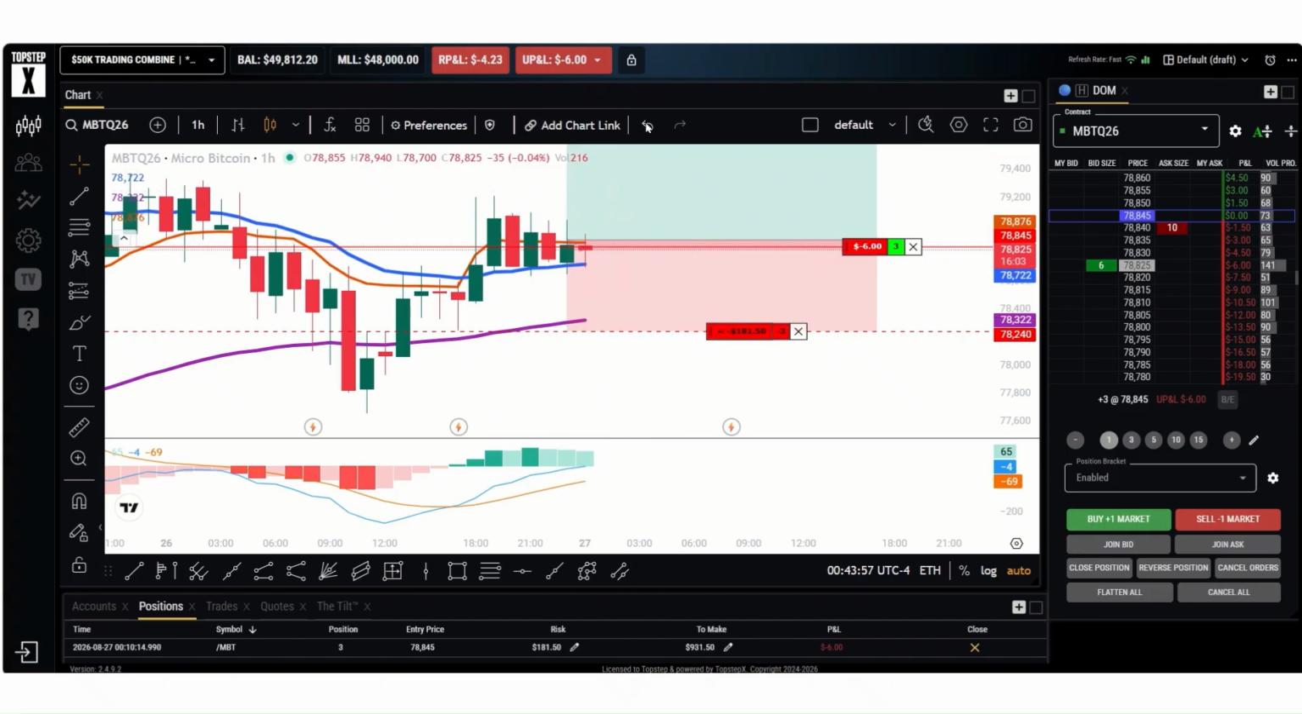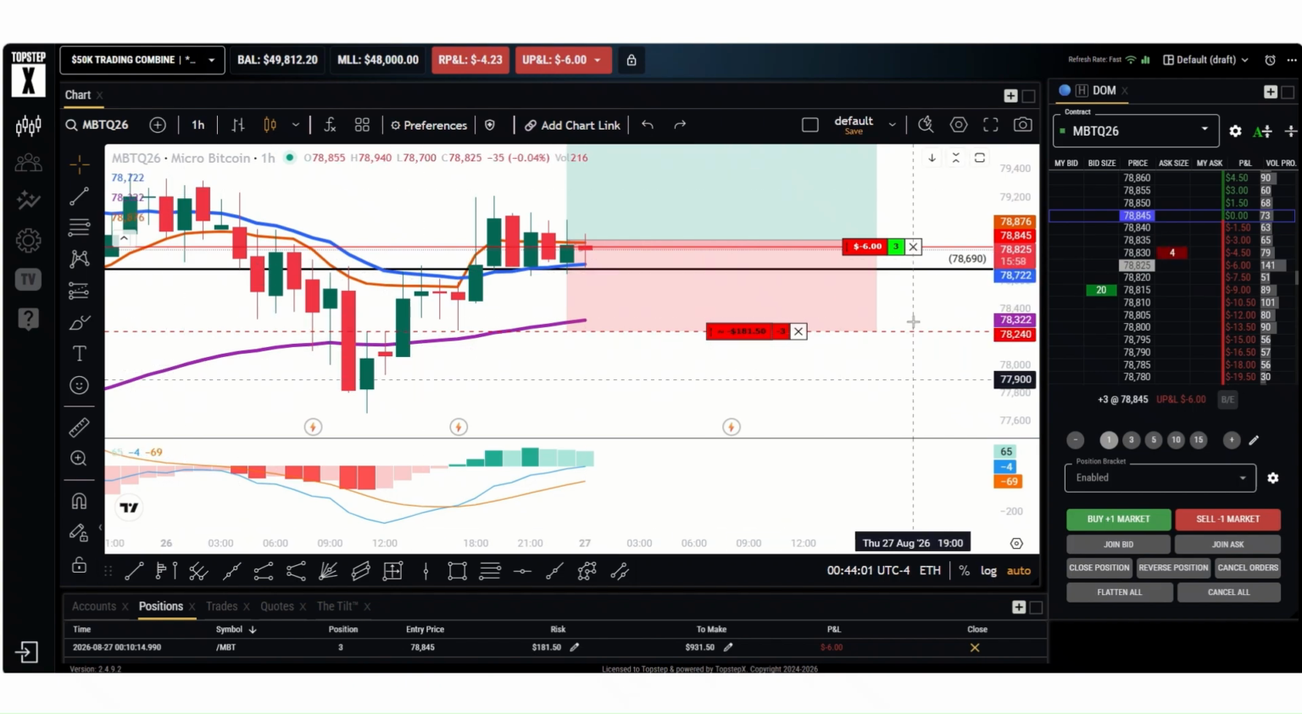So I'm just going to overlay a local support and resistance levels. A local support level is 78,690. So price is respecting this level. We can see here that there's flat bottoms supporting the 78,690 level.